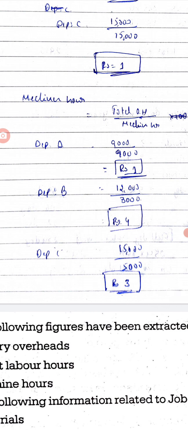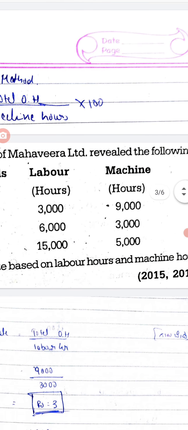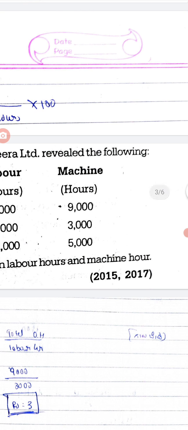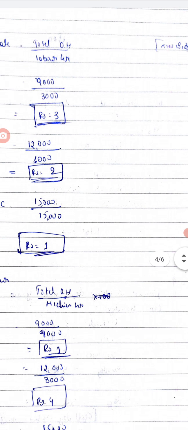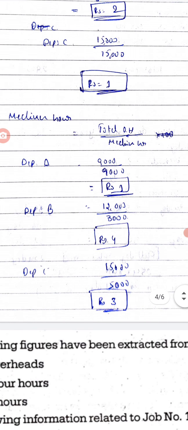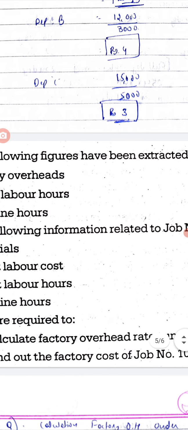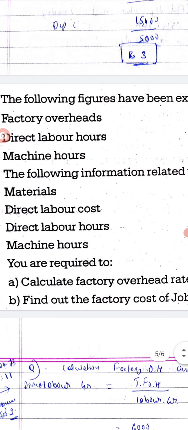And then we have machine hour rate method. Same way, it is total overheads divided by machine hours. So they have given here machine hours. So here we have machine hours 9,000, 3,000, 5,000. So this is the case. So here total overheads divided by machine hours, 9,000 divided by 9,000, 12,000 divided by 3,000 and 15,000 divided by 5,000. So this is one problem.